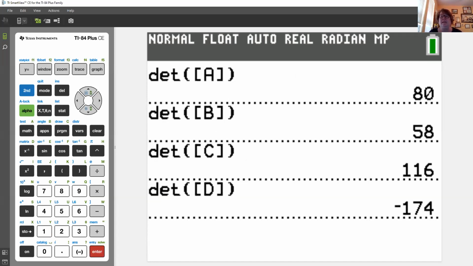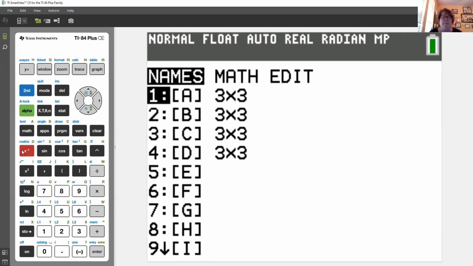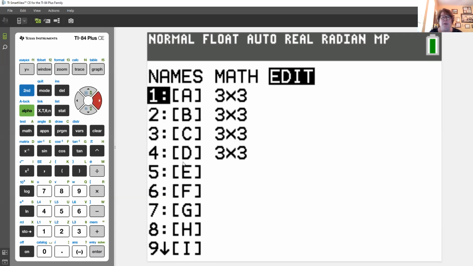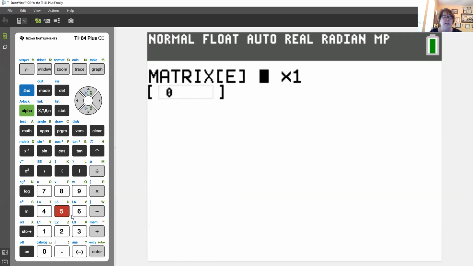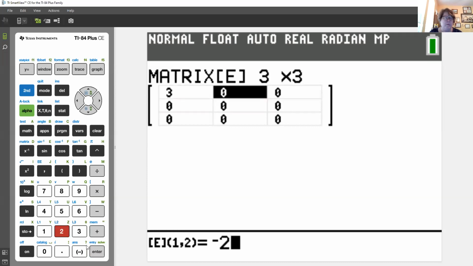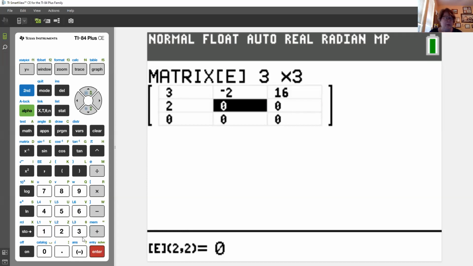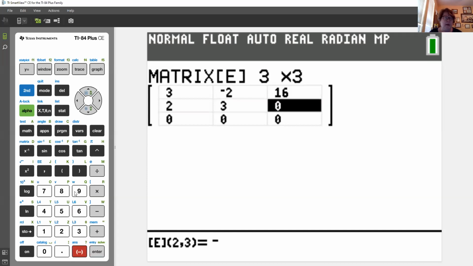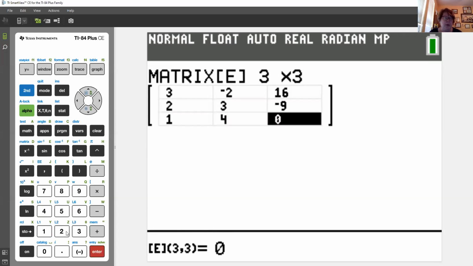All right, last but not least, let's put D sub Z in. Go to your matrix menu. I'm going to go over to edit. I'm going to edit number 5, matrix E. So 3 by 3. Okay, I'm going to input that matrix. 2, 3, -9, 1, 4, 2. All right, let me make sure that I did that correctly. All right, that looks good.